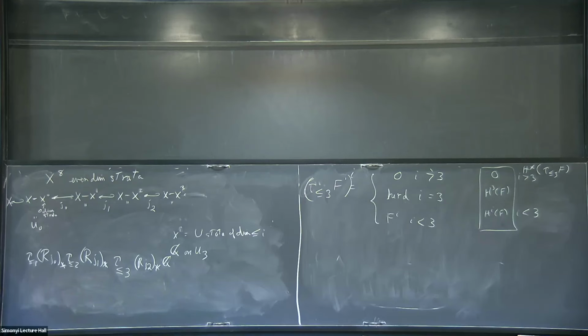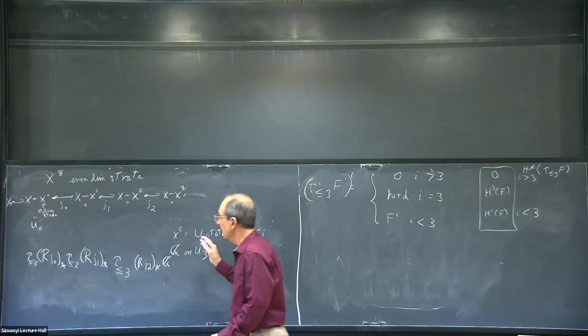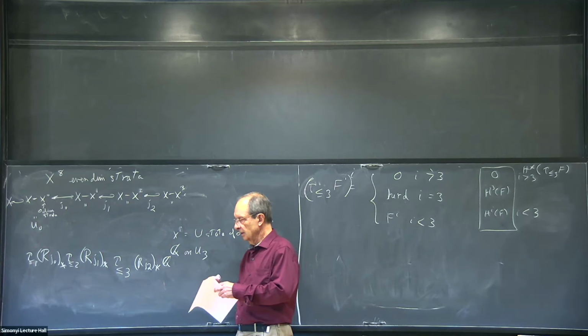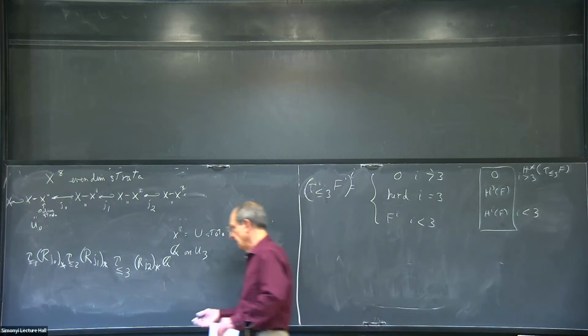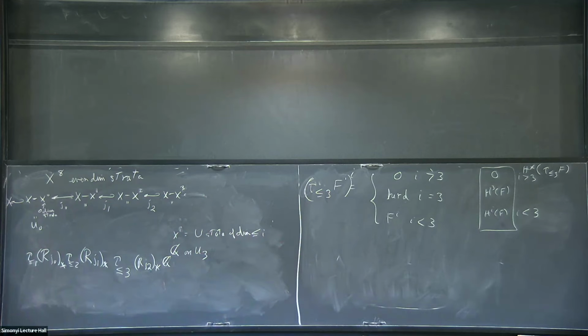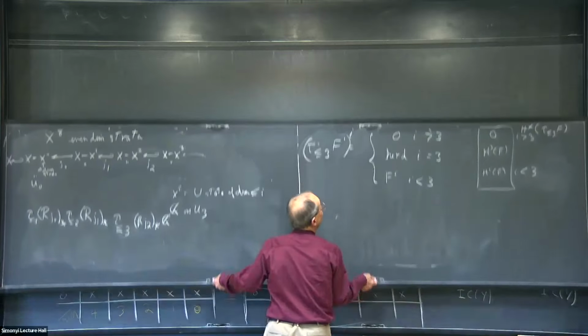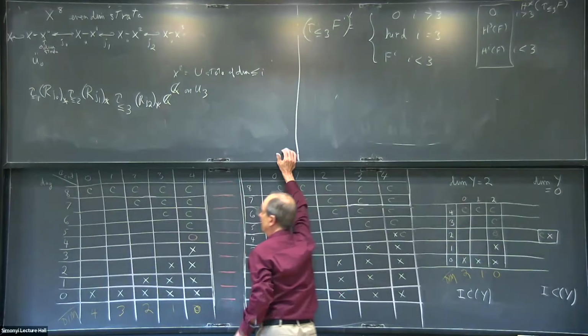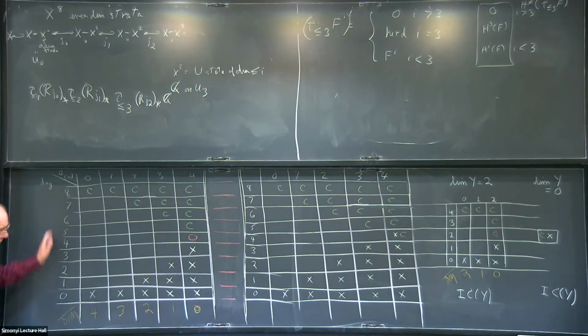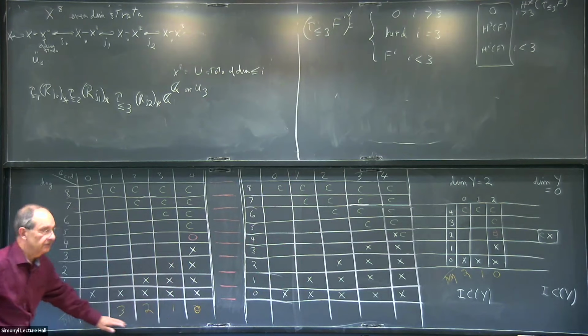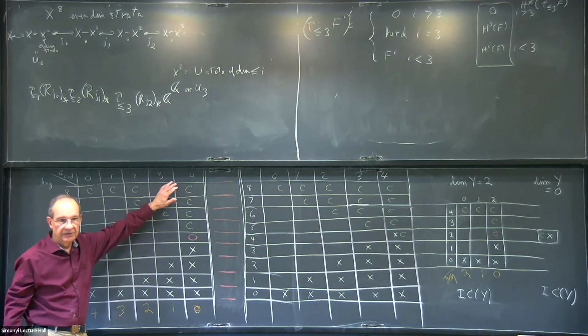So the result is that over the small strata, there's lots of stalk cohomology. Well, here's the picture. This is the degree of cohomology. This is the dimension of the stratum downstairs, or the codimension of the stratum upstairs.